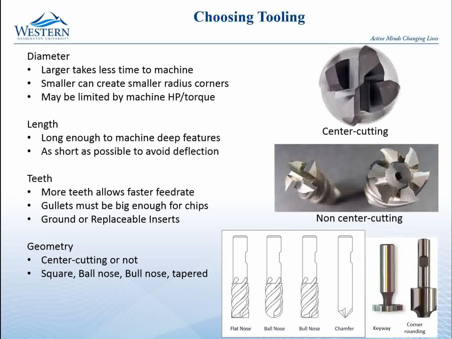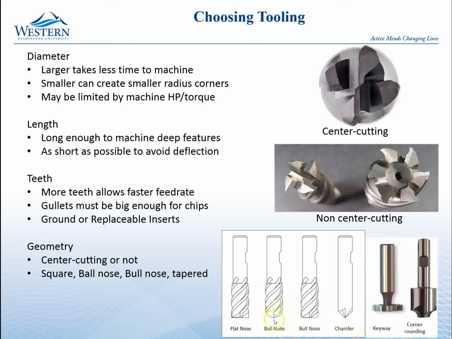Another way that we can have different geometry is by the shape of the end of the tool, and there are lots of shapes. The one that we've been using the most in class is the flat nose tool, which has square edges. There actually is a little tiny radius out here on the corner, but it's really, really small, usually 2 thousandths or 5 thousandths or 10 thousandths of an inch.